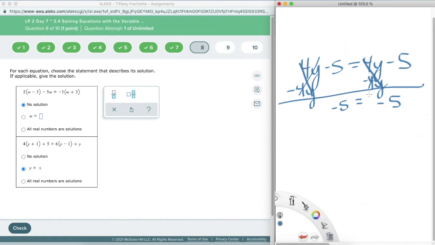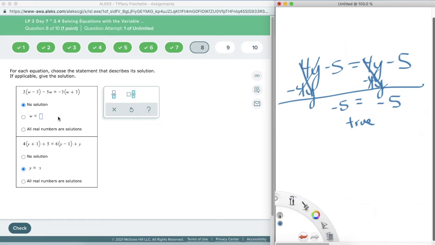So this is where you would say, okay, it's true. It's weird, but it's still true. Negative 5 does equal negative 5, or whatever the numbers are, as long as they're equal to each other. So this is where you would click on all real solutions, or all real numbers or solutions. I might have also referred to this in class as infinitely many solutions or an identity, because it has a couple of different names there. But I want to show you what it looks like since we're not practicing one of those here.